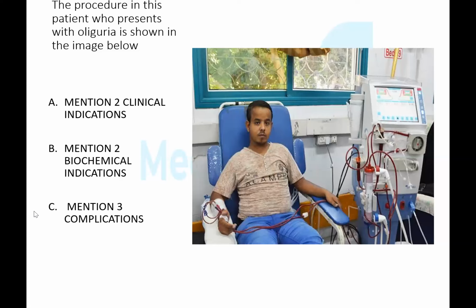Urea, when it is more than 25 millimole per liter. Correct. How about creatinine? Creatinine, when it is more than 600 micromole per liter. Correct. So now there is also another state that we call catabolic state.